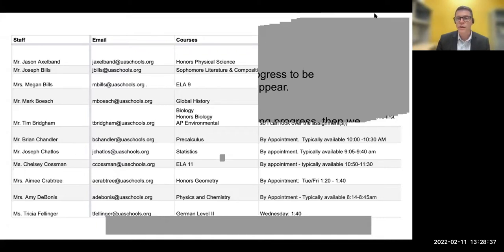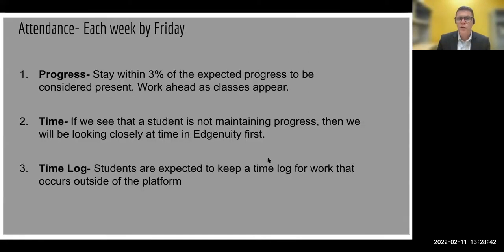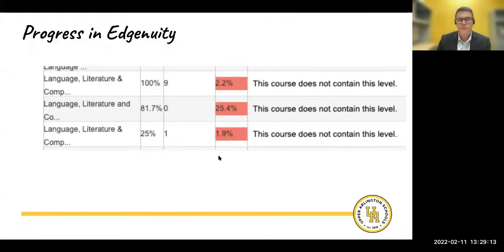The state is requiring us to track that time outside of the platform so that we know exactly what's happening with a child. If we see that you're not making expected progress, and if you're not putting in the time in the platform or in your log, then we're going to be recording absences based on the amount of time that is missed. So again, the state is requiring 5.5 hours per day of work because it is a school day. So if a child has 5 classes at the high school level, we would expect to see 27.5 hours of work each week to support those courses.